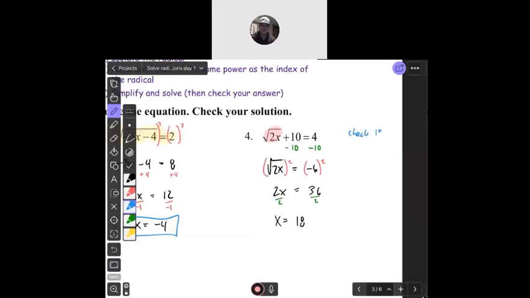Go back and check. 18, though. We'll just go back to our original equation. So 2 times 18 under the radical plus 10 equals 4. Where do I start my checking process? Underneath the radical. That'd be the square root of 36 plus 10 is 4. Well, square root of 36 is 6. 6 plus 10 is 4. 16 is 4. What the what?